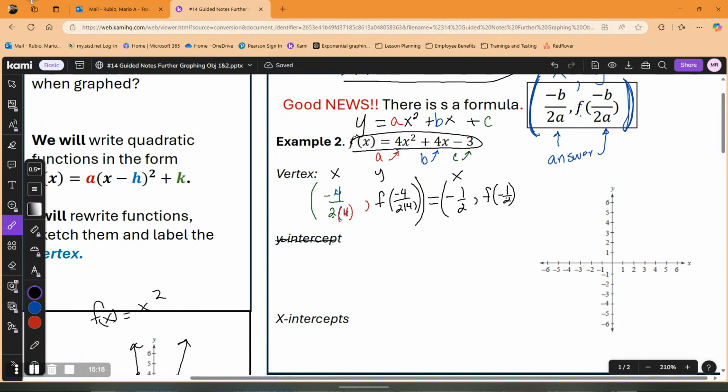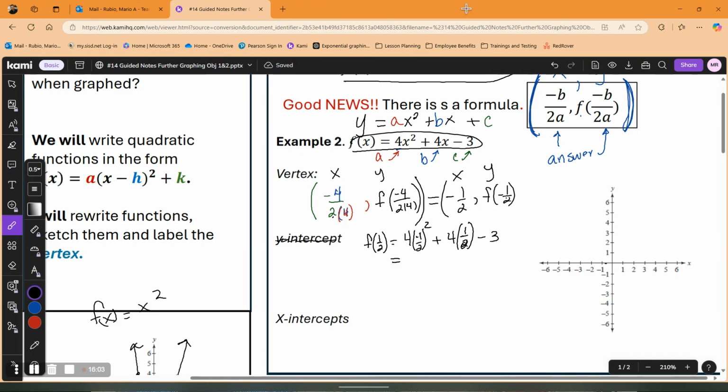Okay. So we know that x is at -1/2, but we've got to figure out where our y is. So we're going to evaluate this function at x equals -1/2. The function is 4x squared plus 4x minus 3. Everywhere there's an x, I'm going to put -1/2. And then I'm going to solve this equation, and that's going to give me my y value.